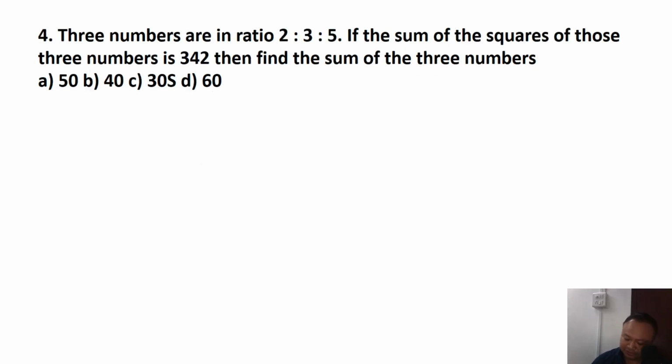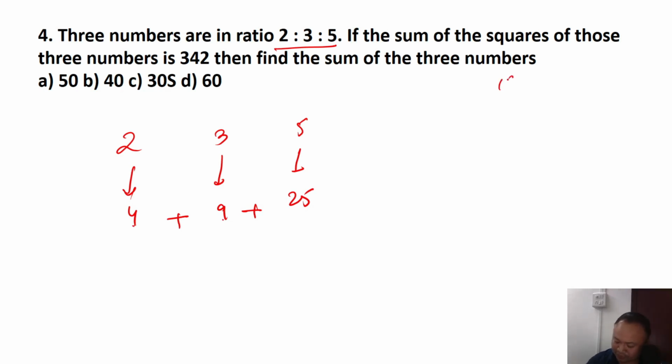Three numbers are in the ratio 2, 3, 5. Let's focus on the units. The sum of the squares of these numbers are 2 square 4 units, 3 square 9 units, 5 square 25 units. 4 plus 9 is 13, 13 plus 25 is 38 units.